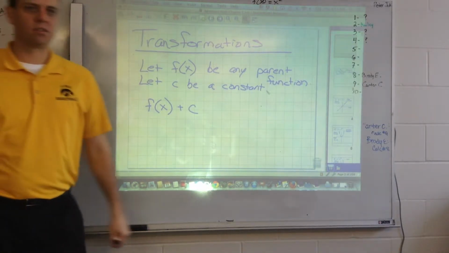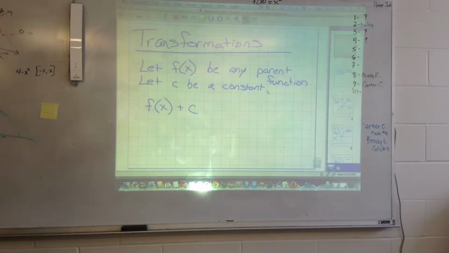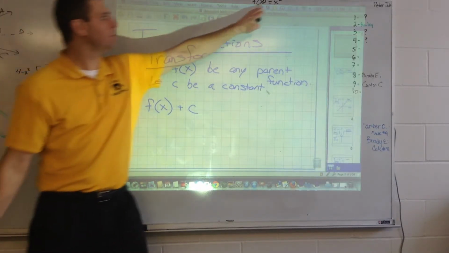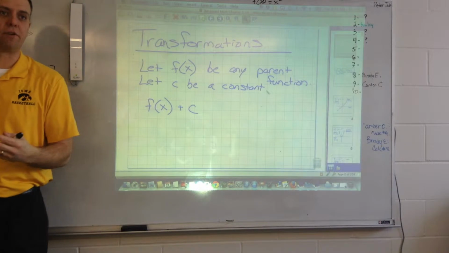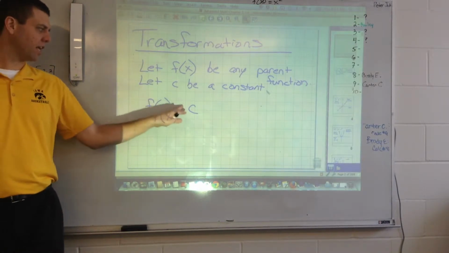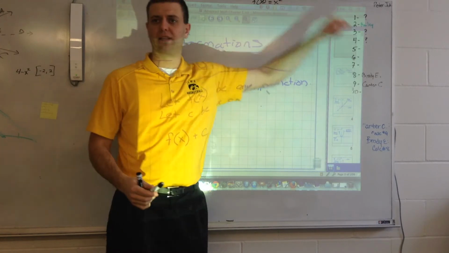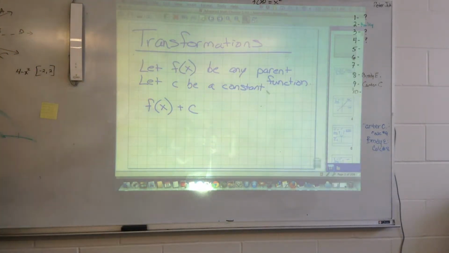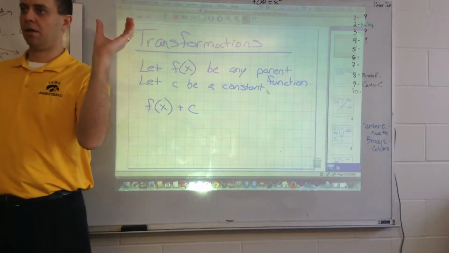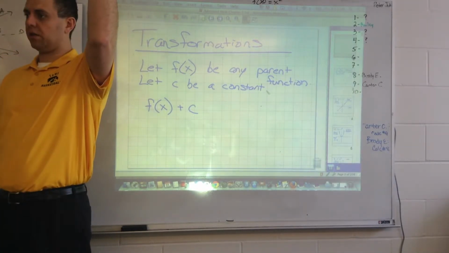C is going to be some constant. So the question was, what would happen to x squared, or the parent function, if I took that function and added some c value after the fact? And Derek says it would shift it up or down. Thoughts? In other words, what if I put a plus 4 behind the x squared? What would that do to x squared? It'd shift up the y-intercept. It would take the parabola and move the whole thing up 4 units.